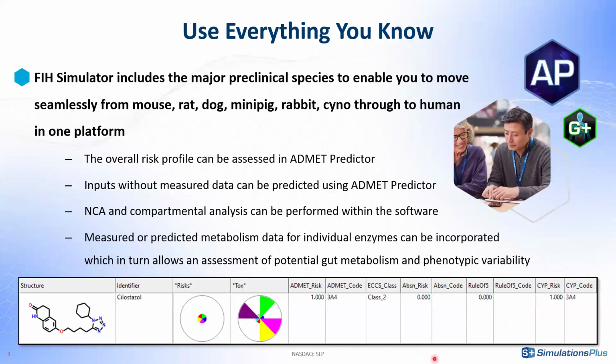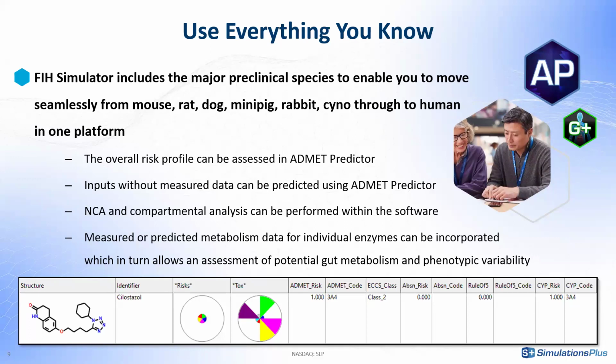So as already stated, a good first-in-human model should use everything you know, and the first-in-human simulator, which is a package of ADMET Predictor and specific GastroPlus modules, helps you to do this. You are able to assess from structure the overall risk profile and feed that into your modelling. The simulator allows you to move seamlessly from rat through dog or any of the other more commonly used preclinical species and onto human, all within one platform.